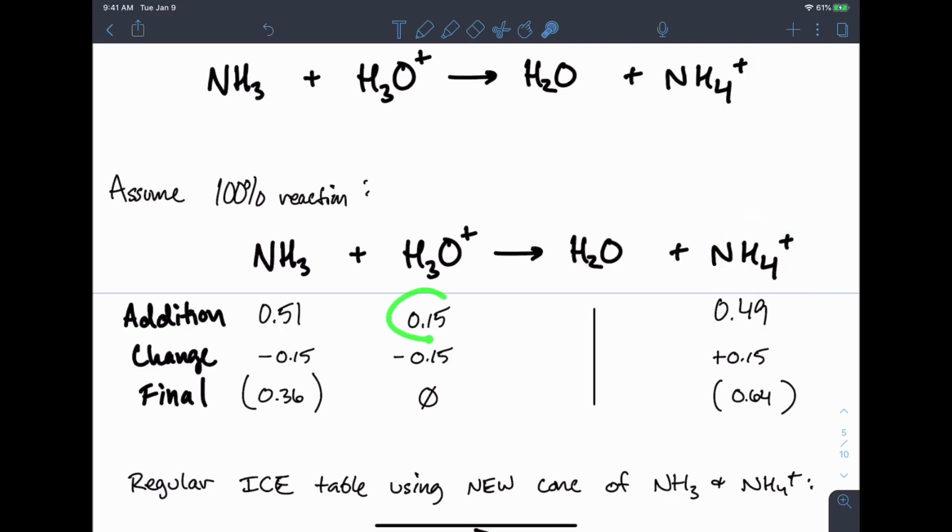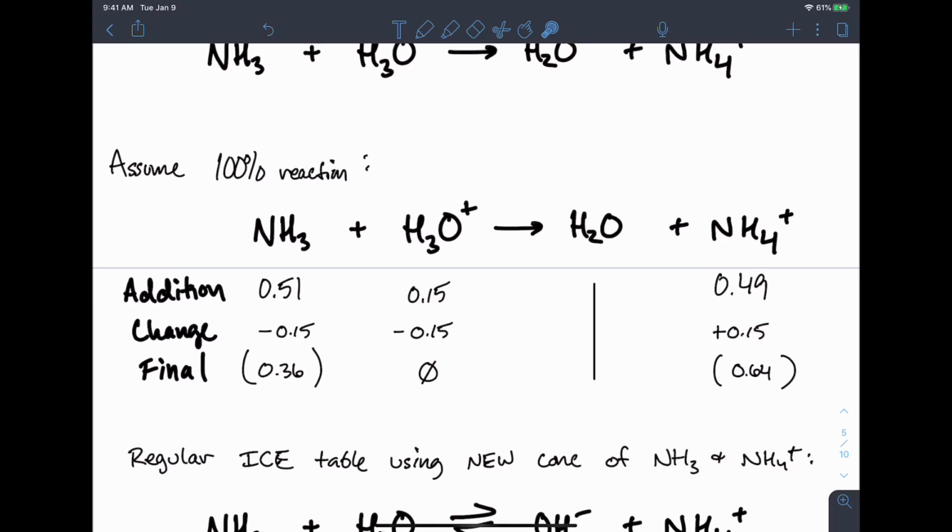So if we start with 0.15 molar H3O+, all of that is going to react, so our change line is going to be minus whatever is in your initial line here, and we're going to get an equilibrium concentration, or a final concentration, for hydronium of 0. And so when we carry that change through for all of our components, we're going to consume 0.15 molar ammonia, and we're going to produce 0.15 of ammonium.